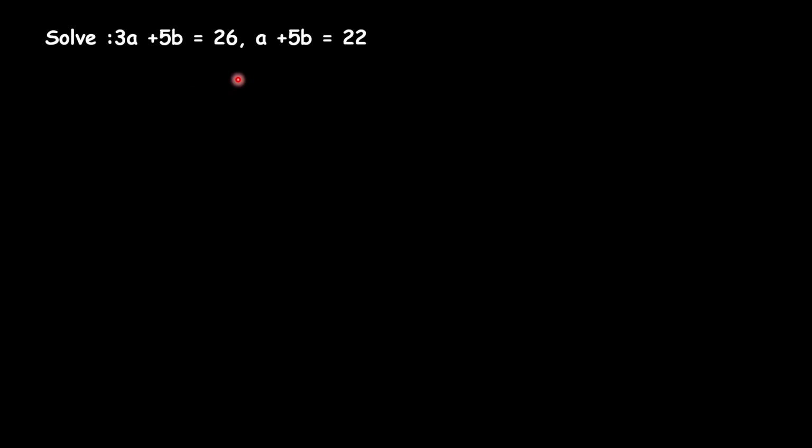Which is the first step? We have to write both equations in general form, but both equations are already in general form. Therefore we write the equations below each other. Equation 1 is 3a + 5b = 26, and equation 2 is a + 5b = 22. Now observe which variable has the same coefficient. In these two equations, the variable b has the same coefficient.